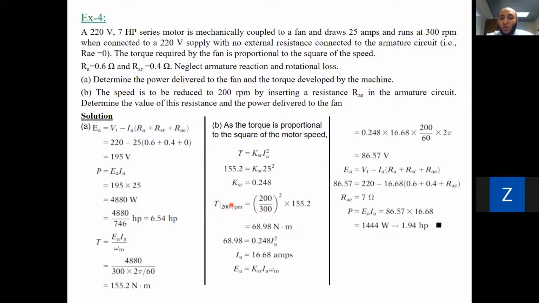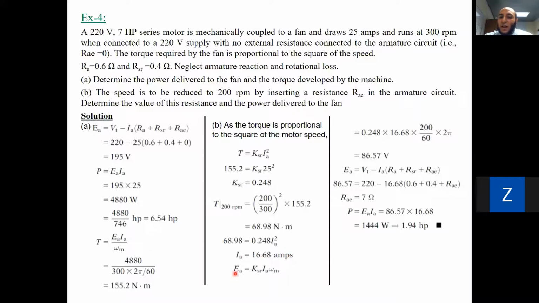So we can use this relation to get the torque at 200 RPM, which is case number 2, equal to 200 squared divided by 300 squared multiplied by the first value of torque. So we get the new developed torque of the machine. This new torque equals K series multiplied by the armature current squared. So we can calculate the armature current in this case.